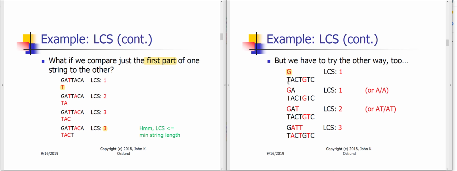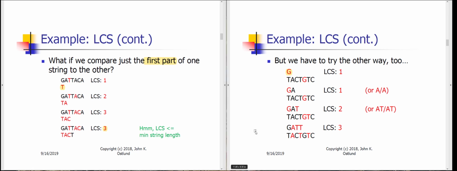All right, well, G does exist once in the second sequence. G followed by A doesn't improve things because following the G in the second sequence, there is no A. GAT, well, we're not able to find the A following the G, but we are able to find a T. So that gives us a longest common subsequence of 2 symbols.